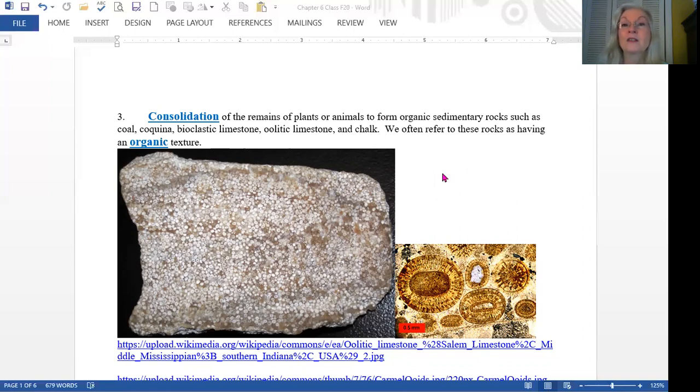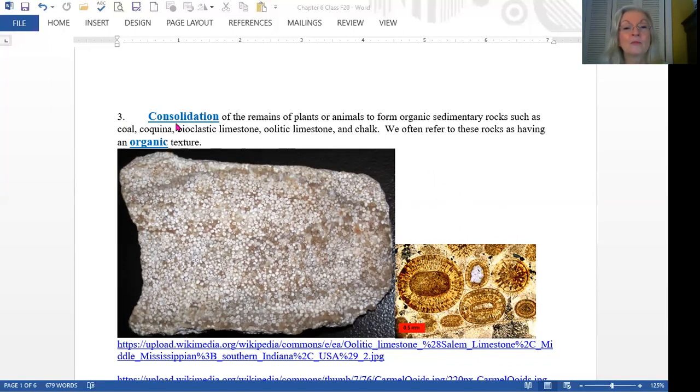The White Cliffs of Dover are chalk cliffs, and it's evidence that part of England was very much underwater at one time. Coquina is another example. We'll see a slide of what that looks like in a minute.